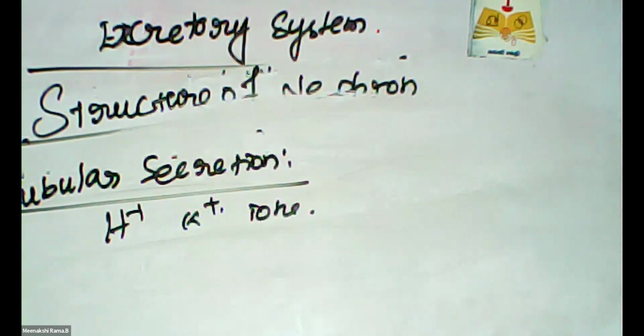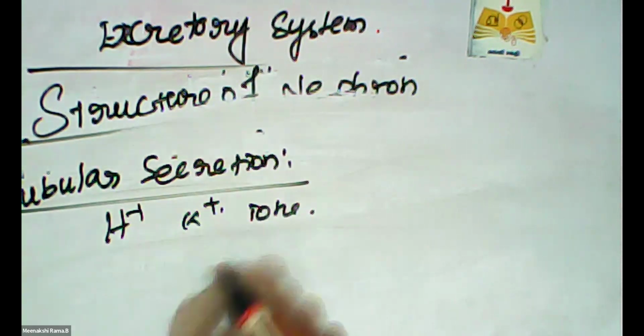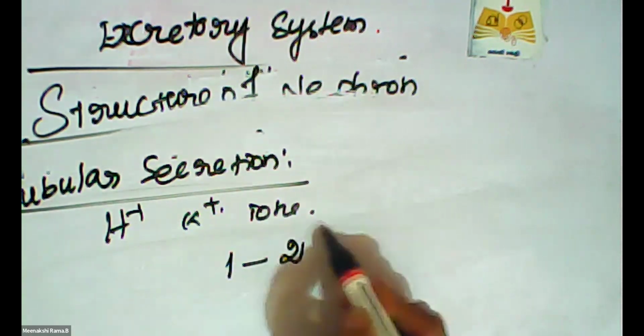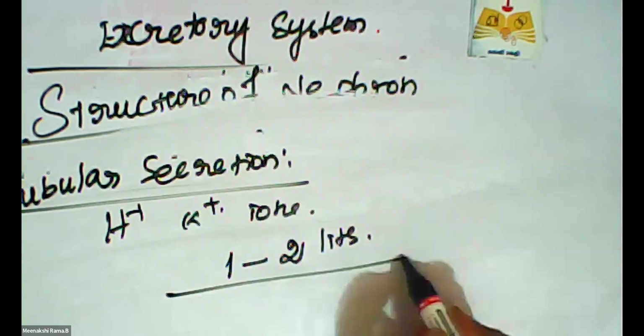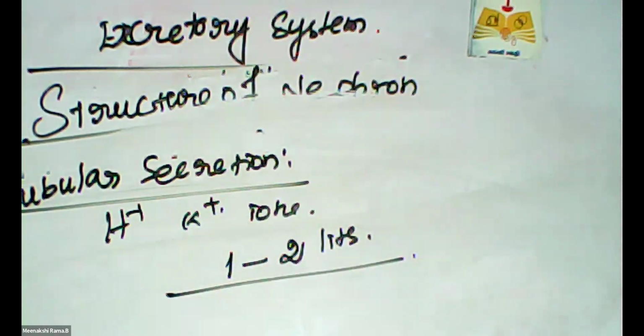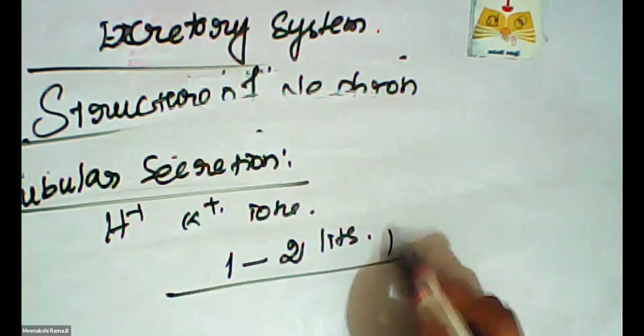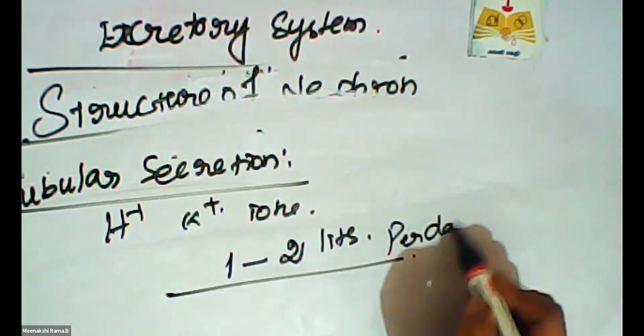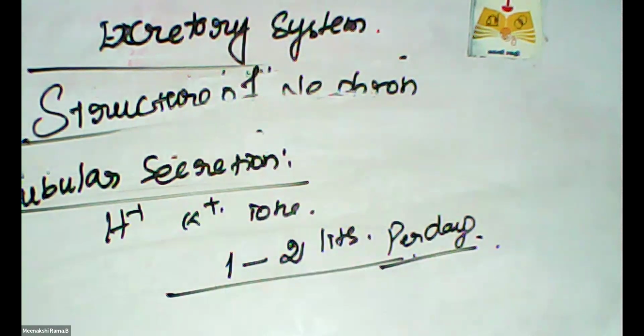So it is urination. A healthy person excretes 1 to 2 liters of urine per day. How much? 1 to 2 liters minimum per day. That is the essential excretion. That is the normal amount of our excretion.